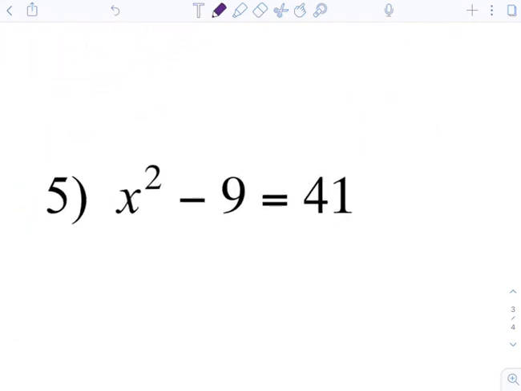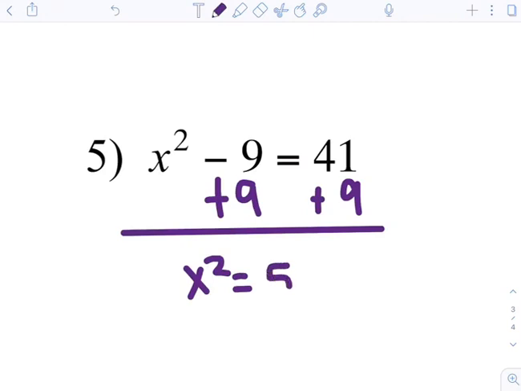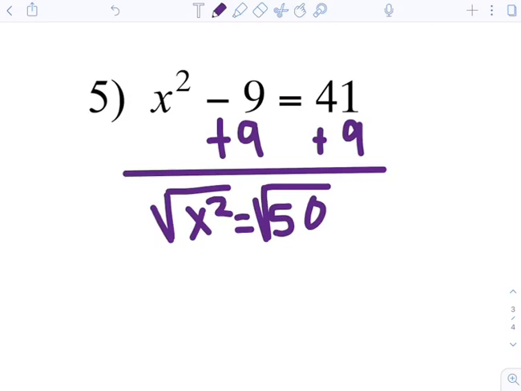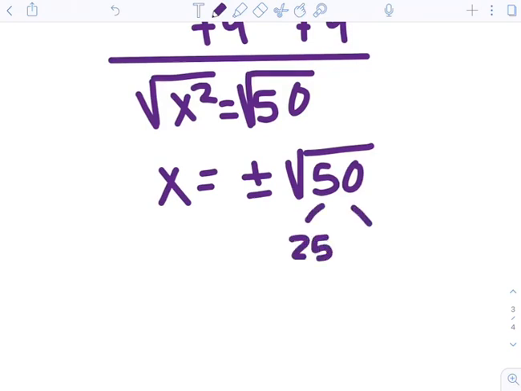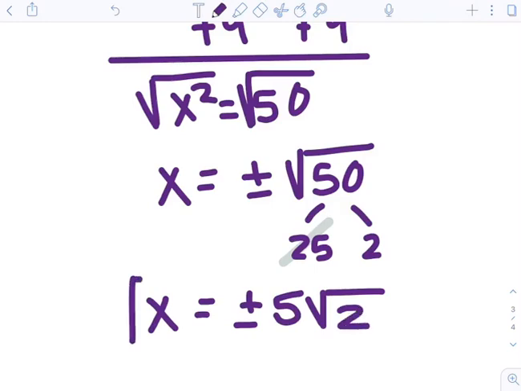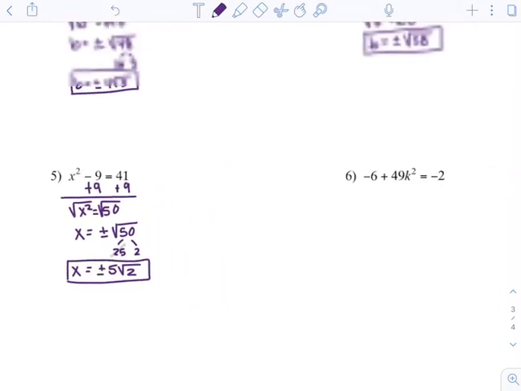Okay, number 5. Again, we want to get x squared by itself, so I'm going to add 9 to both sides. So x squared equals 50. Now I'm ready to take the square root of both sides. So x equals plus or minus the square root of 50. But we got to simplify. I know 25 is a perfect square that goes into 50. So I'm going to take the square root of 25, which is 5, and all I have left in there is 2. So positive 5 root 2 and negative 5 root 2 are my two solutions.